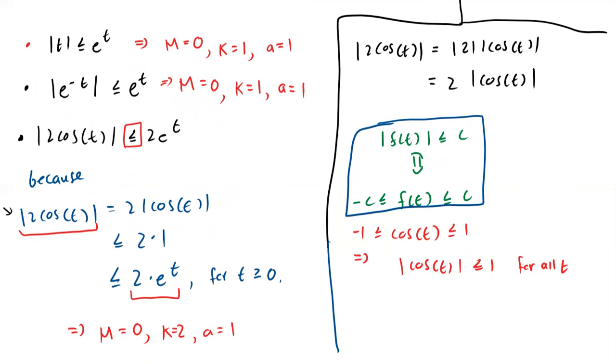Then we use the fact that the absolute value of cosine is less than or equal to 1. And finally, the fact that 1 is always less than or equal to e to the t. So that's how we got all of these inequalities, and in the end we got something that has the right form: a constant times an exponential. So we read everything off. We saw that m equals 0, k equals 2, and a equals 1. And that was the idea. That's how you would show that something is of exponential order.